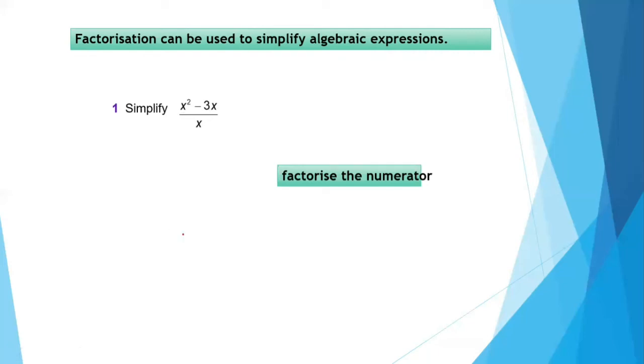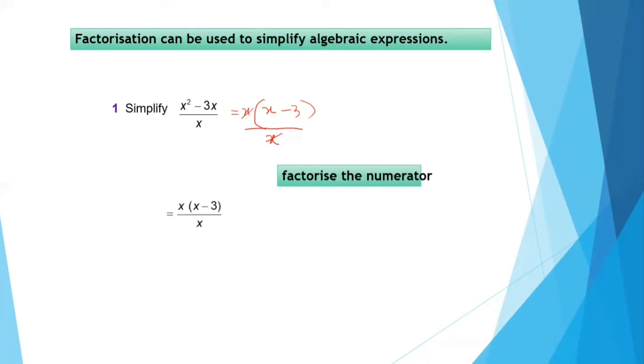So the HCF of x square and x is going to be x. If x is taken common from this x square, x has gone, x is left. And from this minus 3x, x has gone, so minus 3 is left. And the denominator is x. And then we simplify. So that is how we get the simplified form as x minus 3.